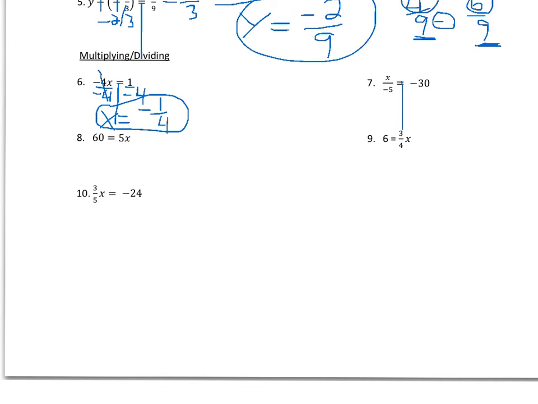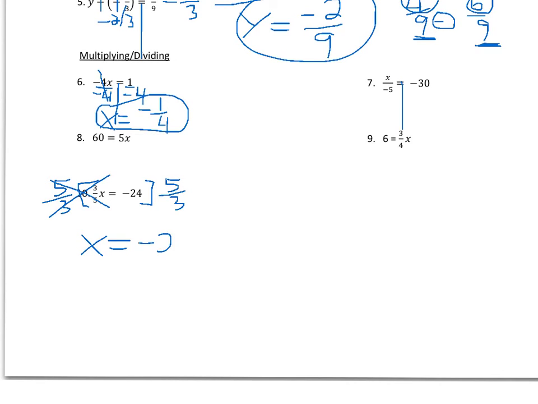Alright, let's do this again. Okay, so I multiply this by 5/3. 5's cross cancel, 3's cross cancel. So just like that, I have x by itself. Now I'm going to do the same thing. I'm going to multiply this by 5/3, the -24.